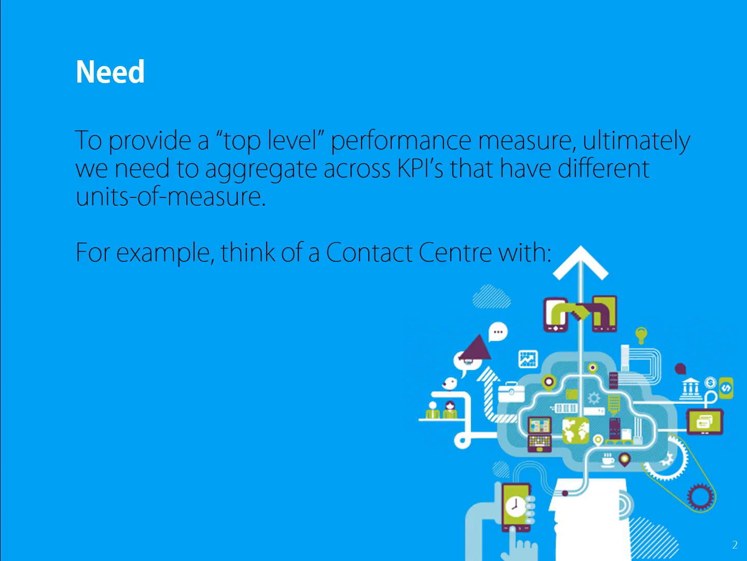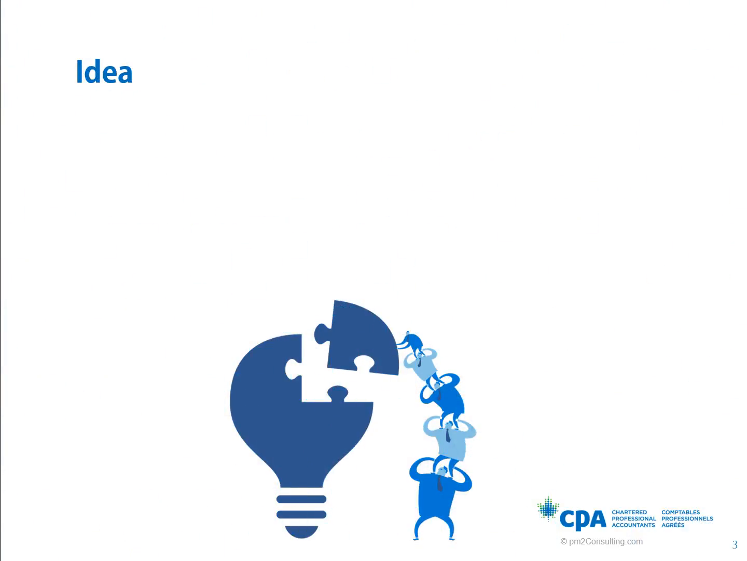An example might be we're looking to get a measure overall for our call center, but our key metrics are talk time, which would be measured in minutes, first call resolution rates, which might be measured in percentage, and abandon rate, which might also be measured in percentage. And so we have to somehow or other aggregate those numbers up to an overall contact center indicator.